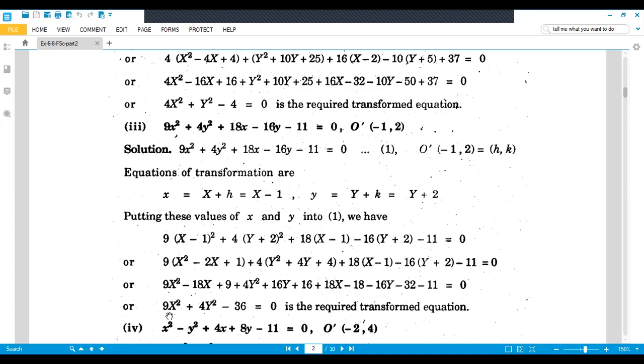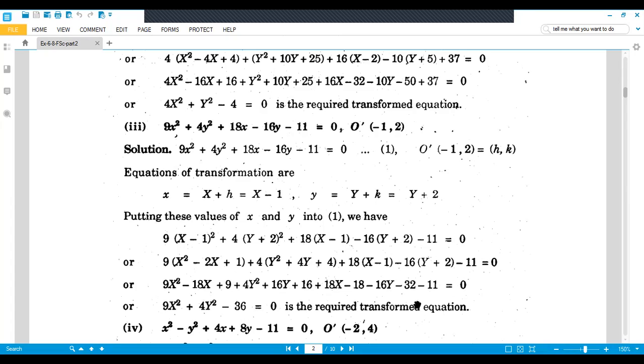Now 9x square we write as it is, minus 18x plus 18x cancel with each other, plus 16y minus 16y cancel with each other, 4y square you write as it is, plus 9 plus 16 plus 25 minus 32 and minus 11, you get minus 36 equal to 0. So this is the required transform equation. Very easy. I hope you will understand it.